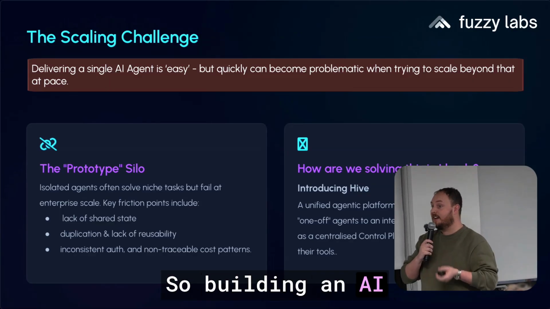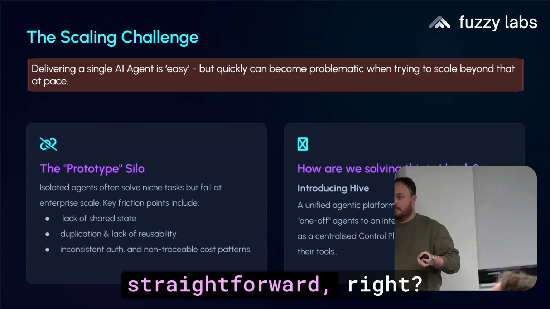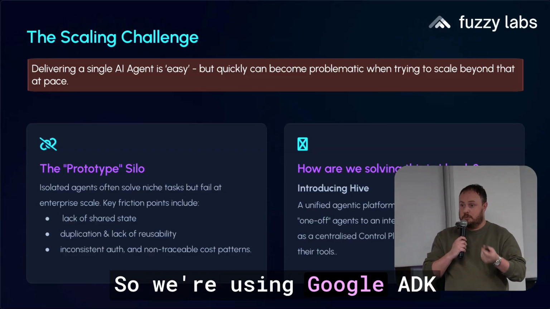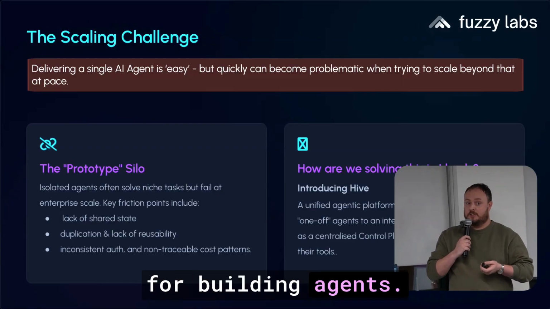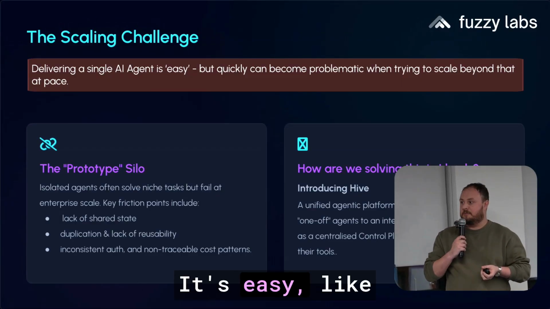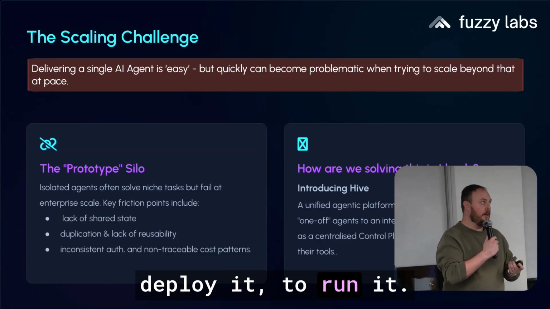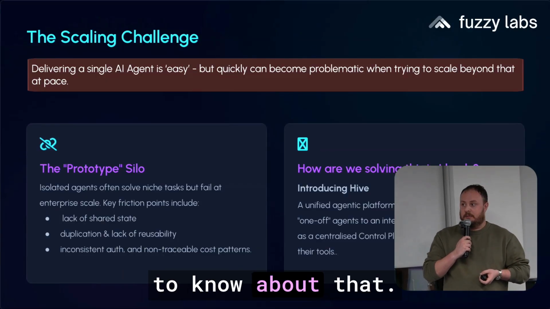Scaling challenge. So building an AI agent, one AI agent, pretty straightforward, right? The stack we're using at Lloyd's predominantly is Google. So we're using Google ADK as an open source framework for building agents. It's easy, relatively speaking, to build an AI agent, to deploy it, to run it. There's very, very little that you need to know about that.